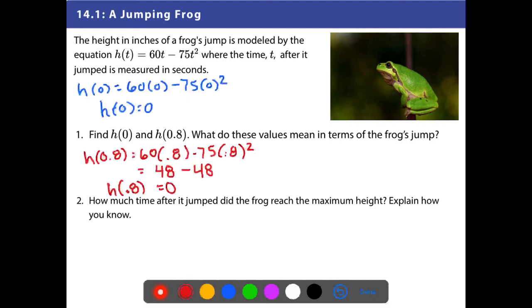Number 2, how much time after it jumped did the frog reach maximum height? Explain how you know. So the frog reached its maximum height at t equals 0.4 seconds. And that is the halfway point of the jump. If we graph the function, the vertex of the graph will have the horizontal coordinate, or your t-coordinate, of 0.4.